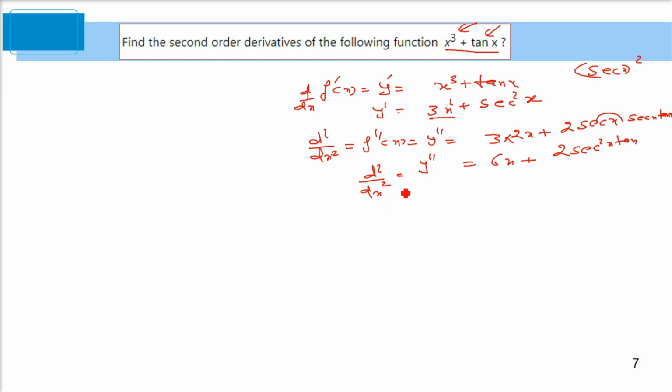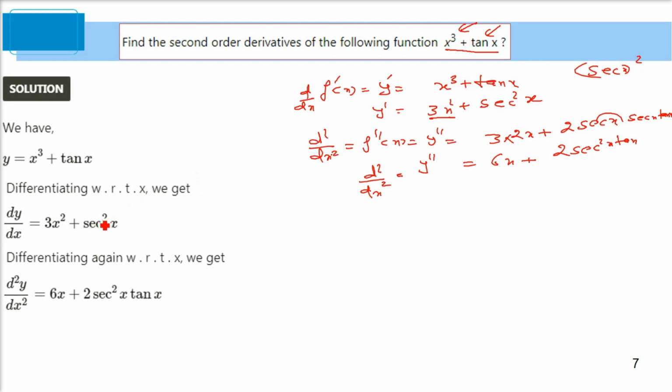In order to solve this in your exam, this is the way you are going to write it. That will give you the complete marks.